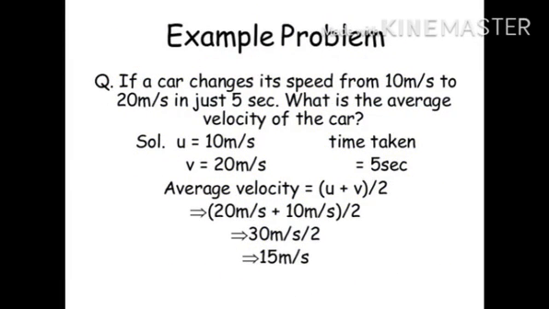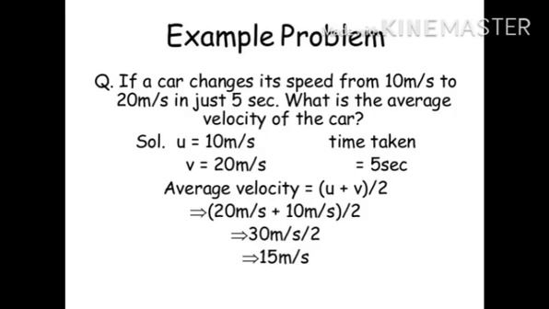Now I take an example to understand how average velocity may be taken out. If a car changes its speed from 10 meter per second to 20 meter per second in just 5 seconds, what is the average velocity of the car? u is equal to initial velocity is equal to 10 meter per second and the final velocity v is equal to 20 meter per second. Time taken is equal to 5 seconds.